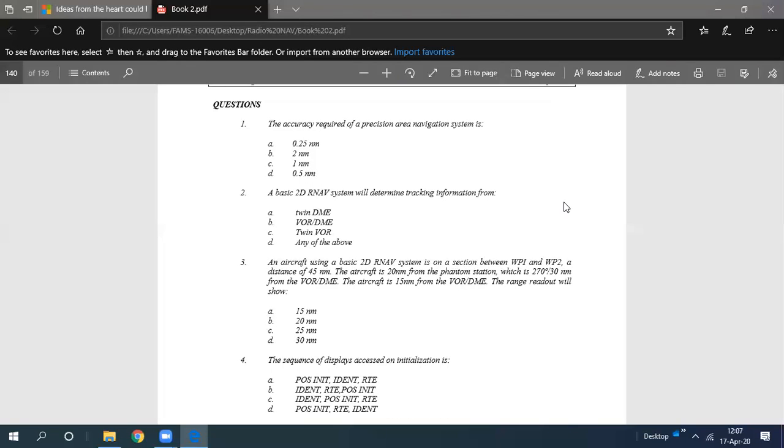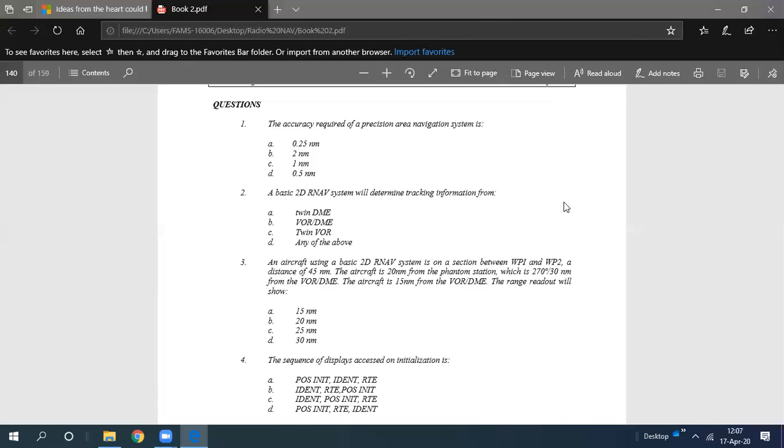Where the VOR DMEs are located, how much is the total distance, what is the wind condition, etc., does not make any difference. If you are using the 2D area navigation system, the only information displayed in the cockpit is your distance, your range, and the heading you're supposed to fly to the next waypoint.